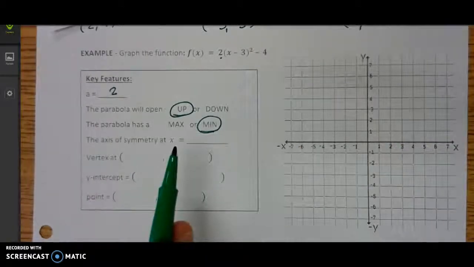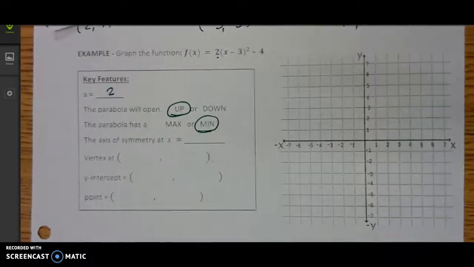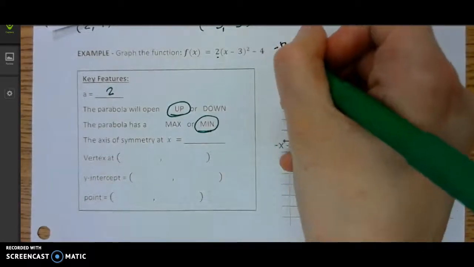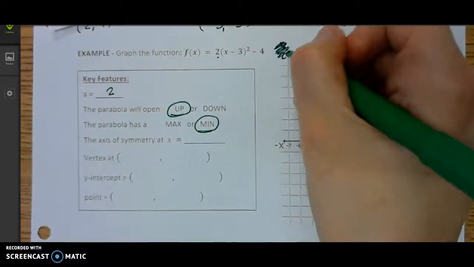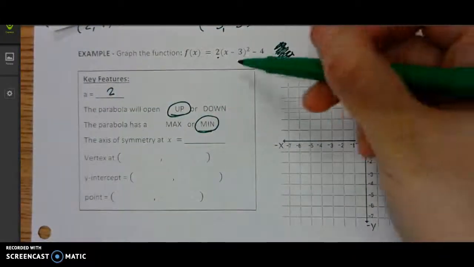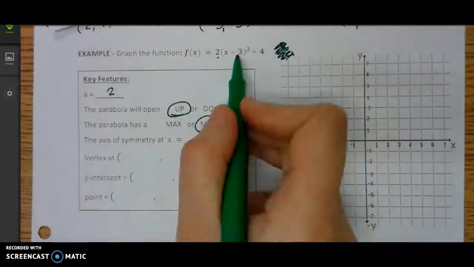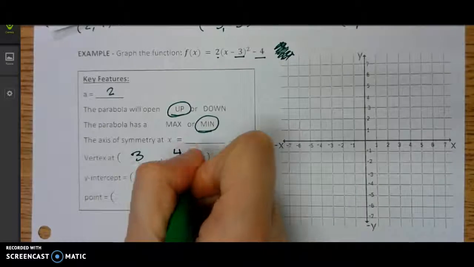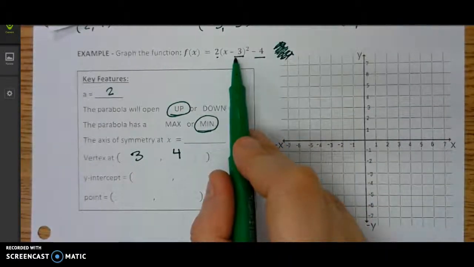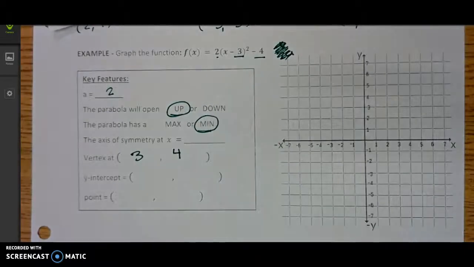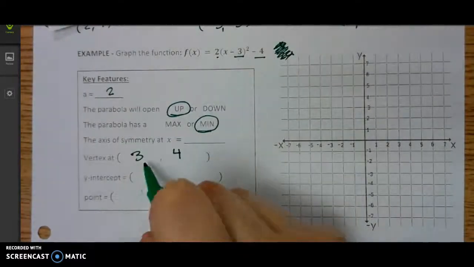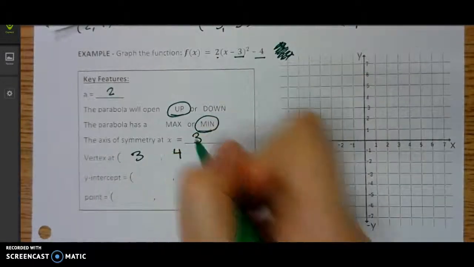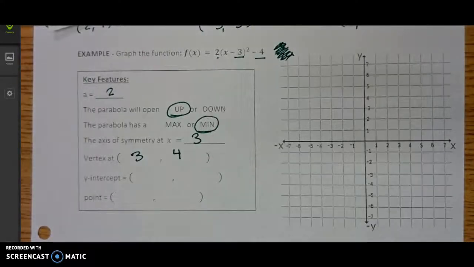The axis of symmetry is at x equals. So before we've been doing the -b/2a. I don't have to do that here. Okay? Here, the vertex is already given to me. If we look at it, we know that it is +3, -4, because the h value is going to switch signs. Remember that the x in my vertex is my axis of symmetry, so my axis of symmetry should just be x equals 3. So I don't really have to do any work here.